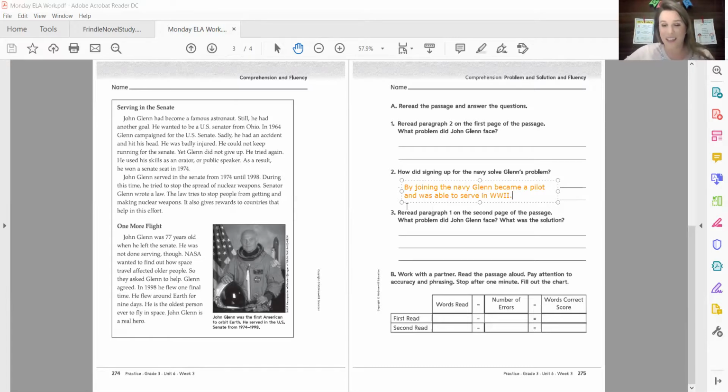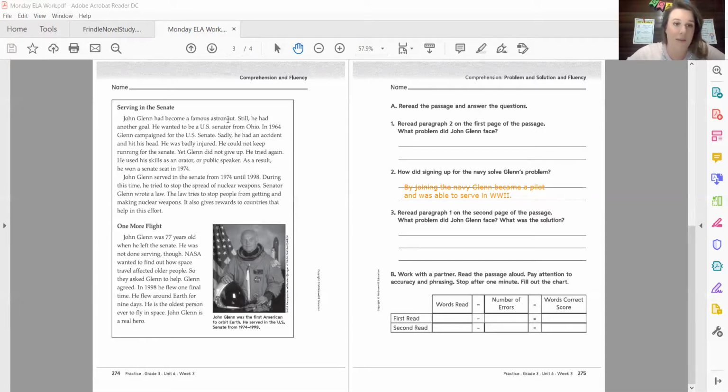There we go. All right, next, let's reread paragraph 1 on the second page of the passage. Okay, that's over here. What problem did Glenn face? And what was the solution? So this question is actually two questions we have to answer. First, we have to answer, what problem did Glenn face? Then we have to answer, what was the solution? So let's read that paragraph.